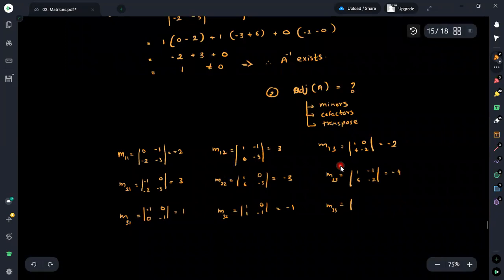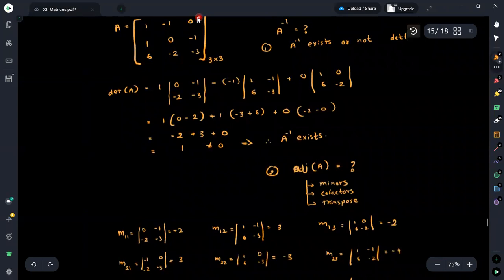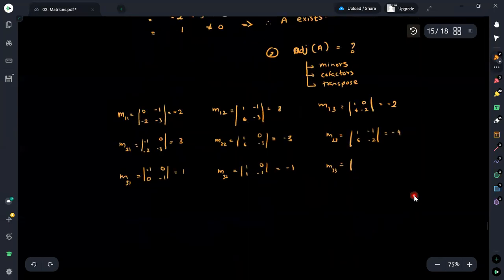Then M33 can be obtained by cutting the third row with the third column. Then values are 1, -1, 1, and 0. Therefore, we'll get 0 - 1, which gives the value as +1.